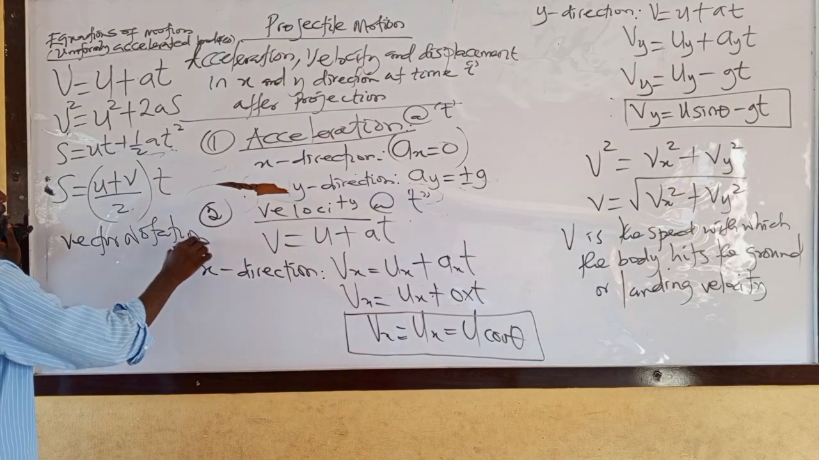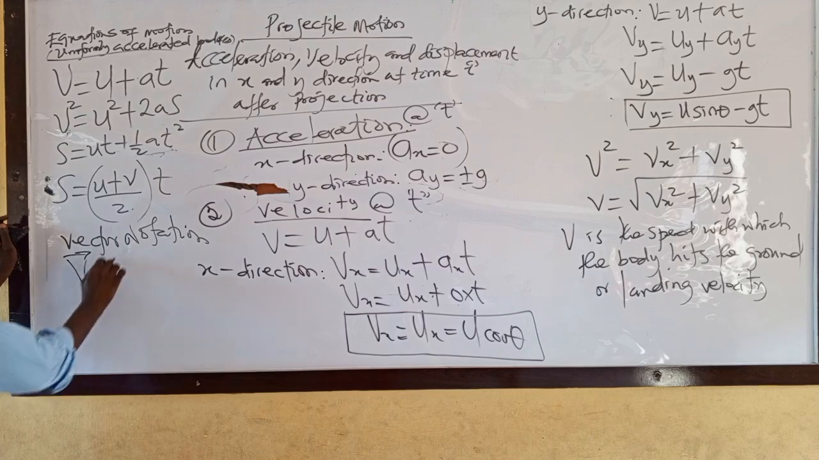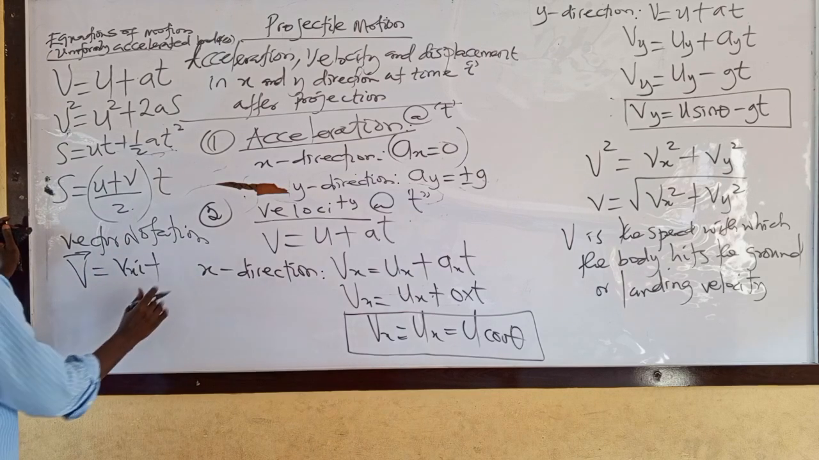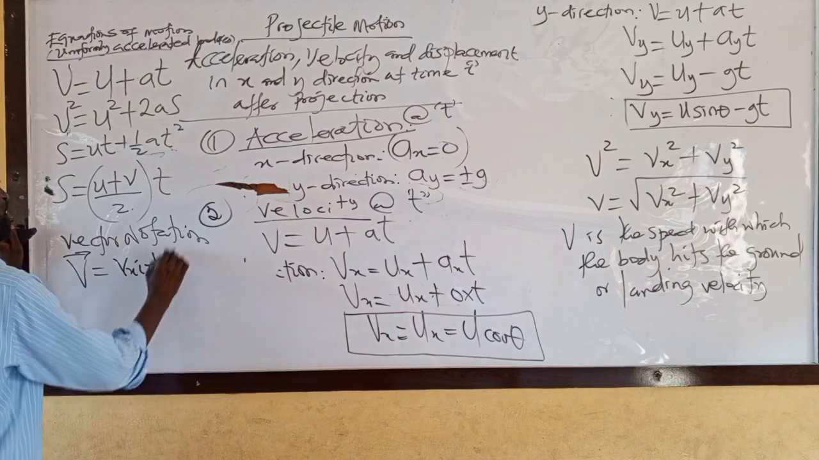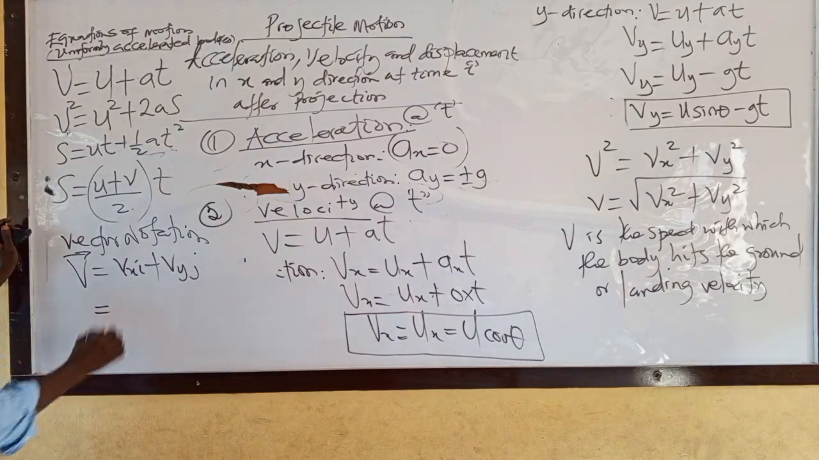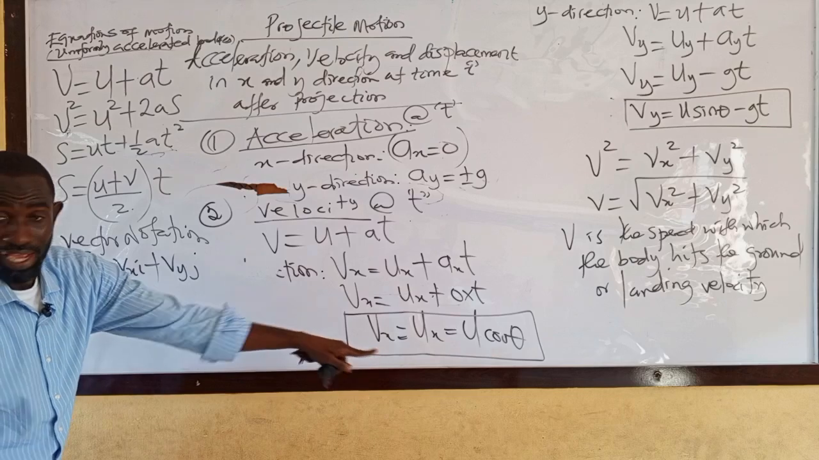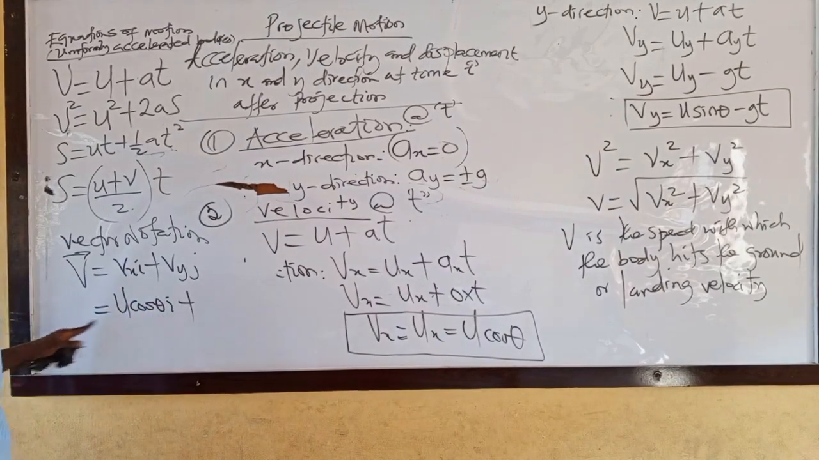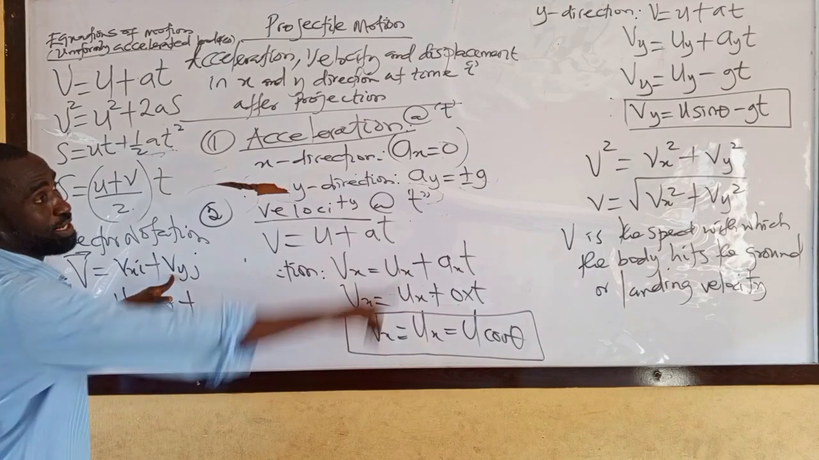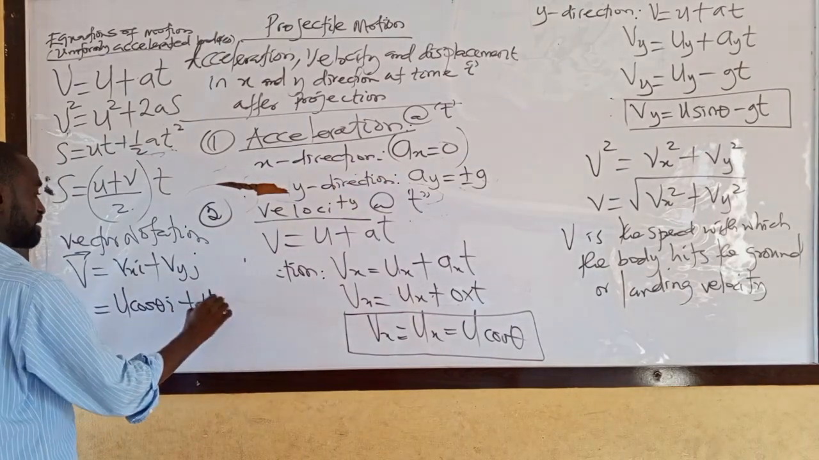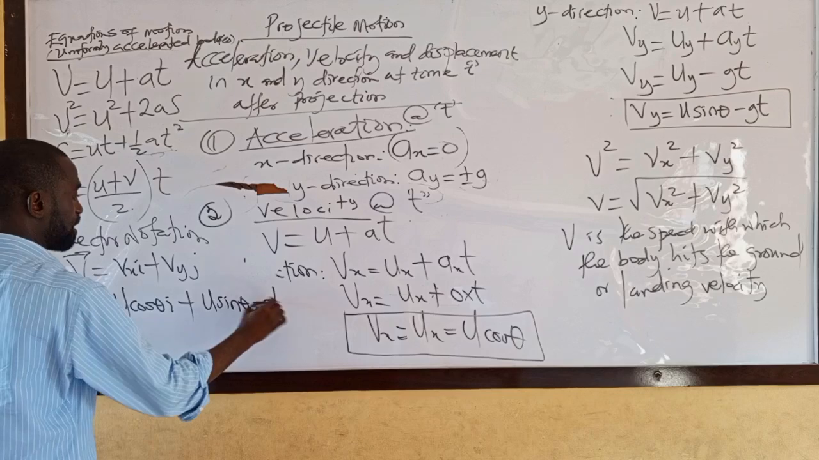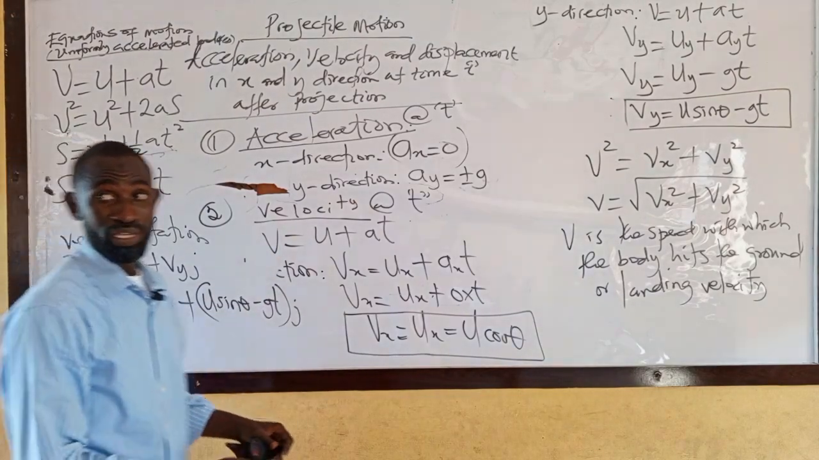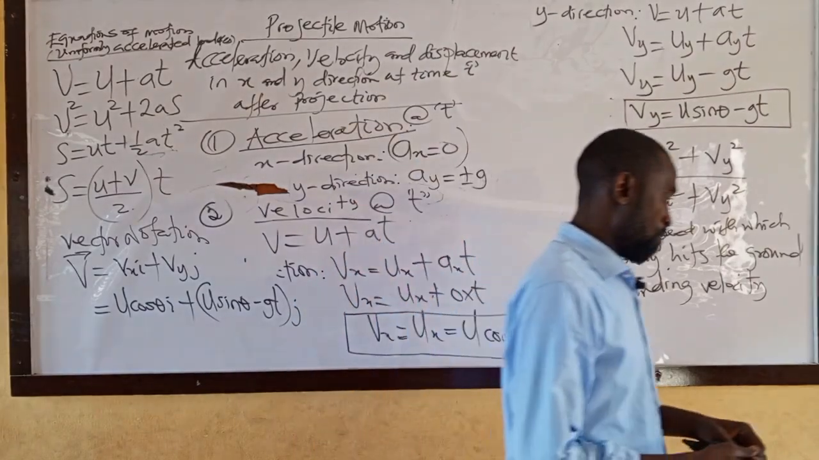For this part, we have V equals Vx i plus Vy j. So this will give us what? For Vx, we still have Ux, so we have U cos theta i, plus our Vy: U sin theta minus g t, where g is in vector form.